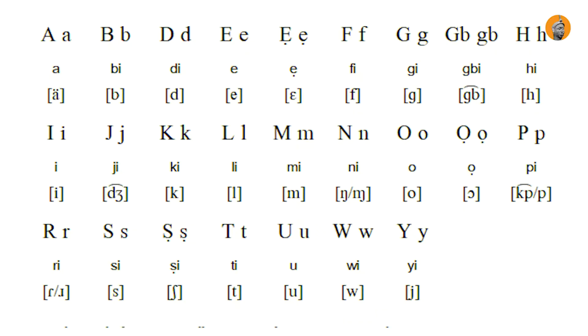So together, let's start again. Today looks like a painful class, and I was looking down at my book because I also made some jottings in order to get the examples correctly for you. So let's start again. A, bi, di, e, fi, gi, hi, i, ji, ki, li, mi, ni, o, pi, ri, shi, ti, u, wi, yi.